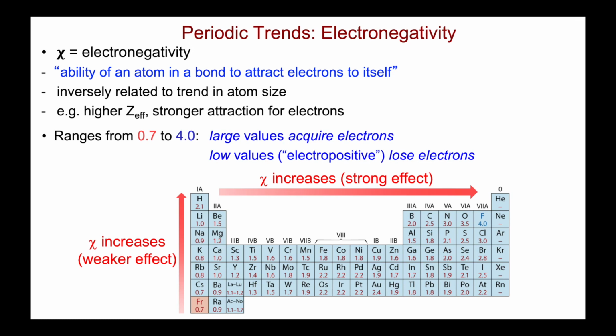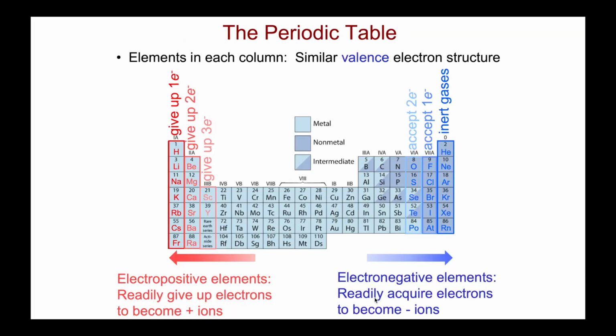If I have a compound that is comprised of an atom from the left and the right, I'll find that I get electron transfer to the more electronegative element and formation of an ionic bond. Ion formation is highlighted here in this schematic periodic table. The electropositive elements on the left readily give up electrons to become positive ions, the charge being determined by the number of electrons given up, which in turn is related to their group number. And on the right we have the electronegative elements. They will readily acquire electrons to become negative ions, the number they acquire again being determined by their group number.